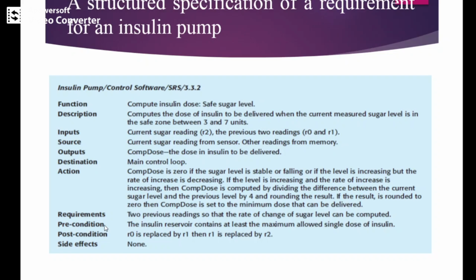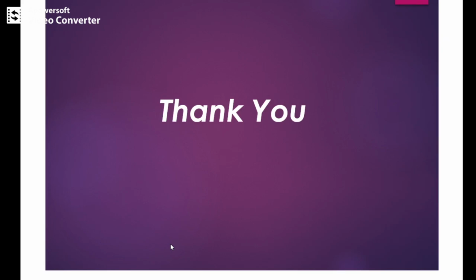Now requirements. What are the requirements? Two previous readings you need so that the rate of change of the sugar level can be computed. Precondition: I told you that before the function is called, what precondition you have to take, and what postcondition. Precondition: the insulin reservoir contains at least the maximum allowed single dose of insulin. And the postcondition is R0 will be replaced by R1, then R1 is replaced by R2, and it goes on like that. Side effects: none. Thank you.